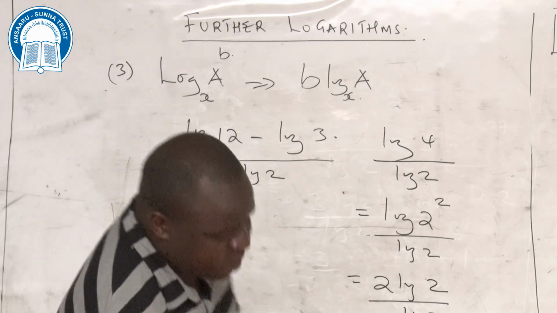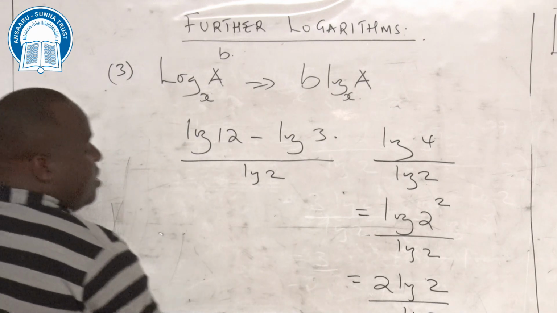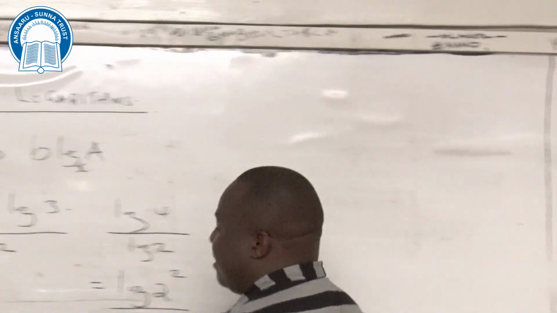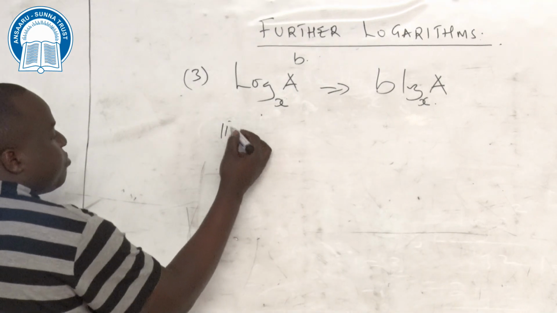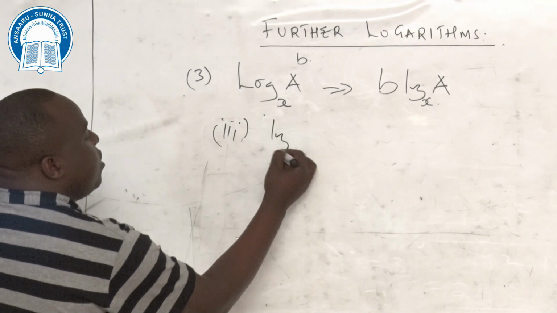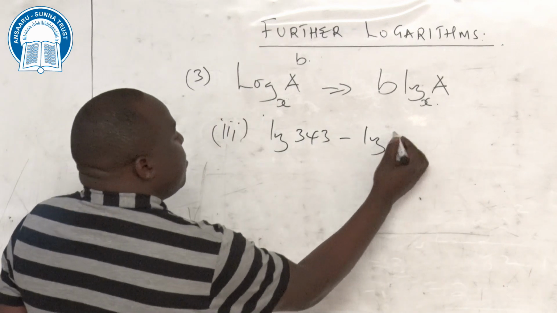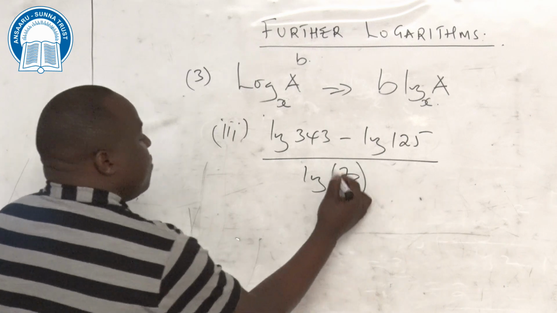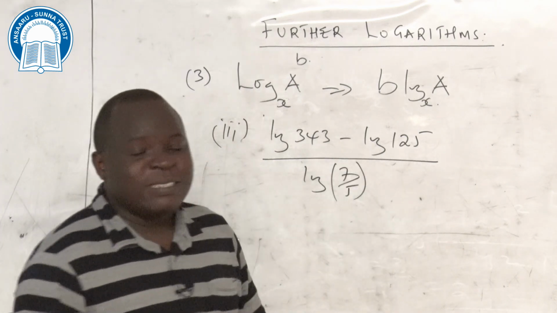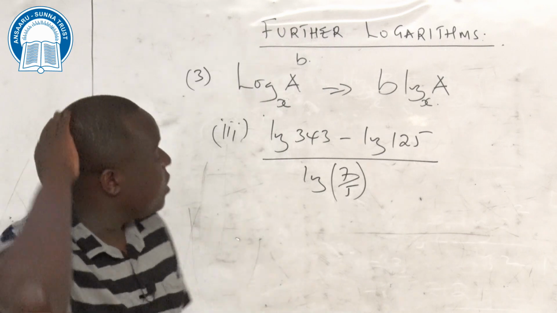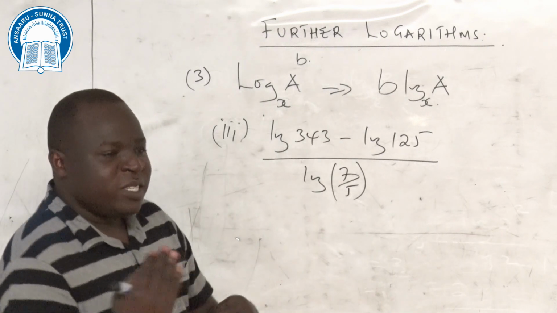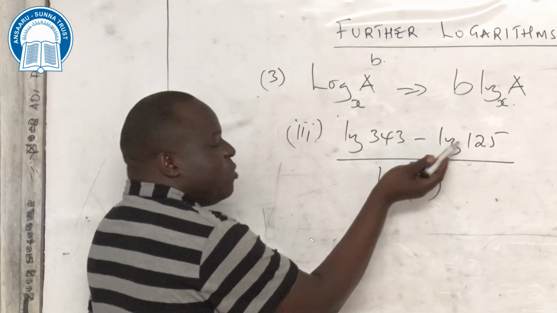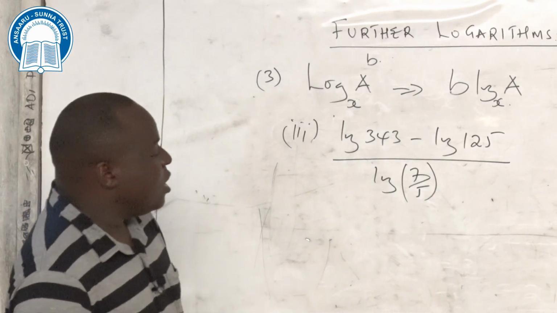Another example, maybe slightly harder than this. Okay, the third example I'll show you is log 343 minus log 125 over log 7 over 5. So always notice the slight difference in the kind of questions that I'm using. Now in this question, it's not much different from the others that I've explained already. Just know that anytime there is an over, there is a way in which this number must be written in terms of this, in one way or another.